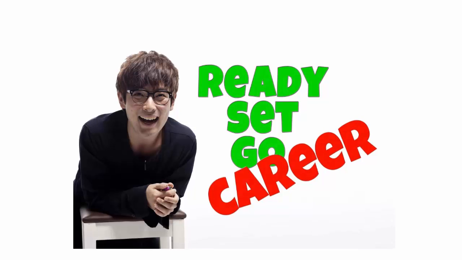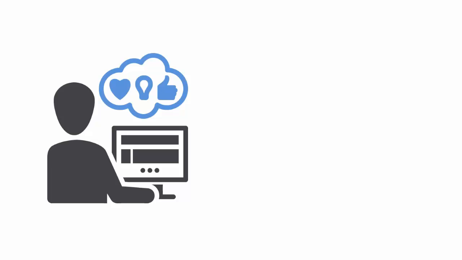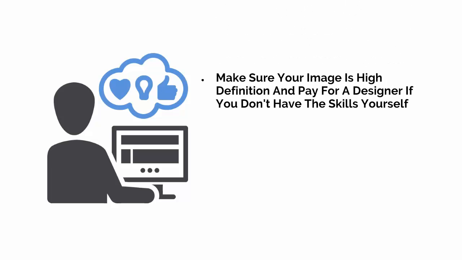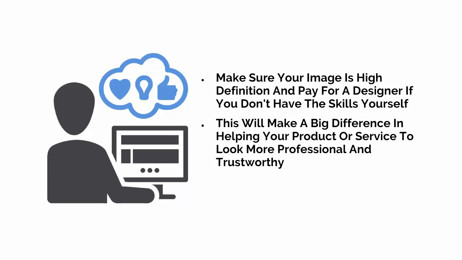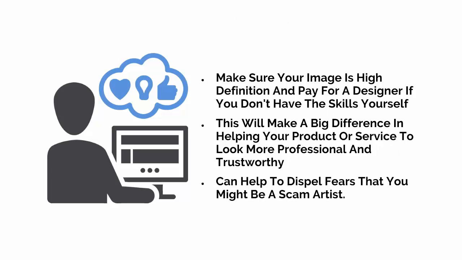Also in your arsenal is the ability to use images to try and grab attention. This is an option with most CPA networks, and it's a very important part of any advert. Moving images, colorful images, and particularly images with people in them are all very useful for attracting attention. Using attractive people is a particularly good way to do this. Make sure your image is high definition and pay for a designer if you don't have the skills yourself. This will make a big difference in helping your product or service look more professional and trustworthy, and it can help to dispel fears that you might be a scam artist.